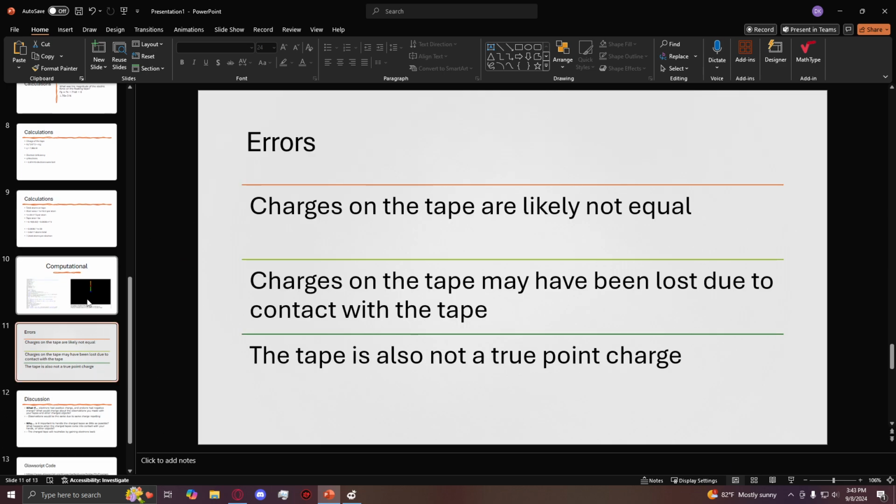Some errors in the experiment are that the charges on the tape are likely not equal. Charges on the tape may have been lost due to contact with the tape, and the tape is also not a true point charge.